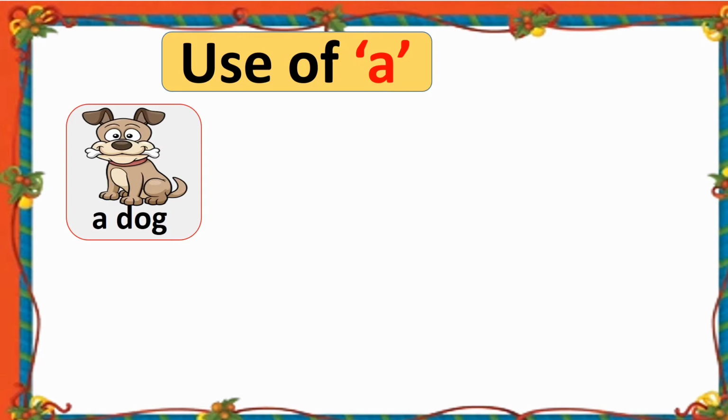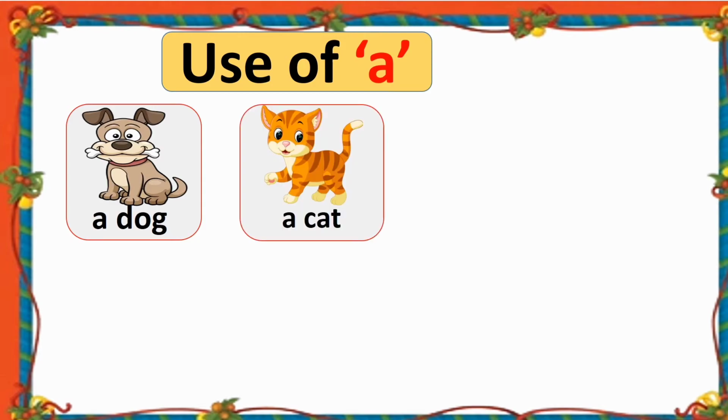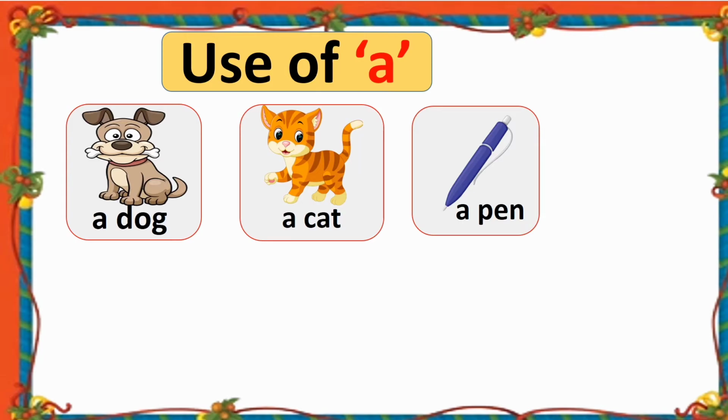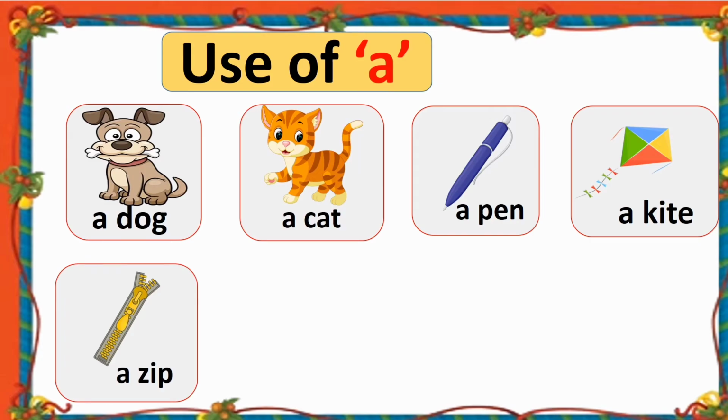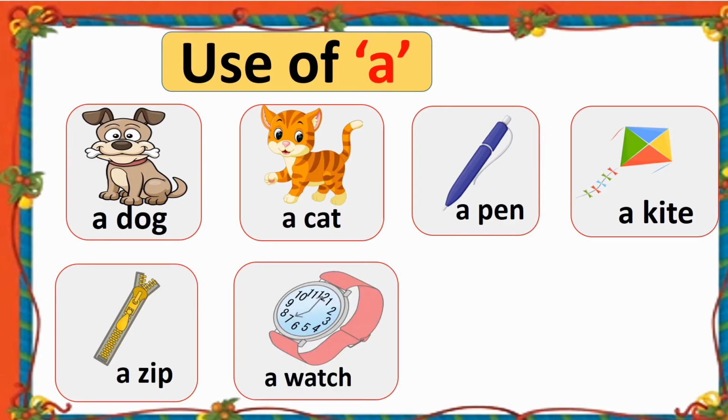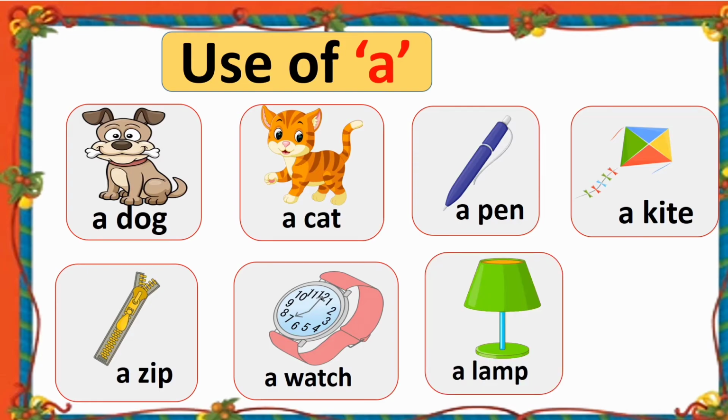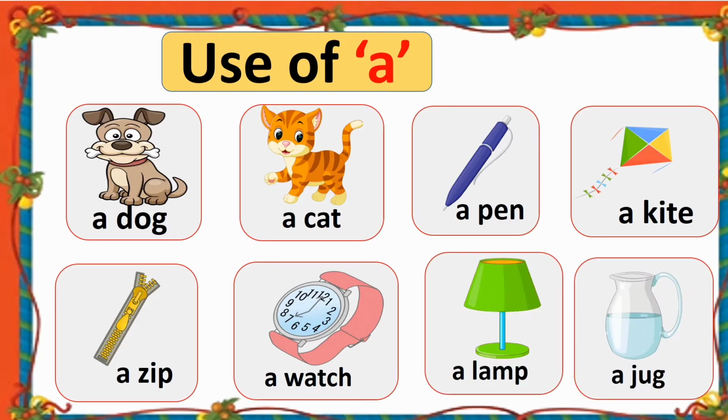A dog, a cat, a pen, a kite, a zip, a watch, a lamp, a jug. All these words start with consonant sound. That's why we add a before the word.